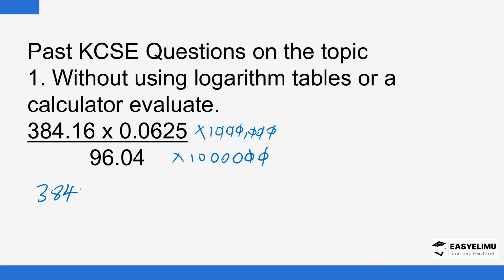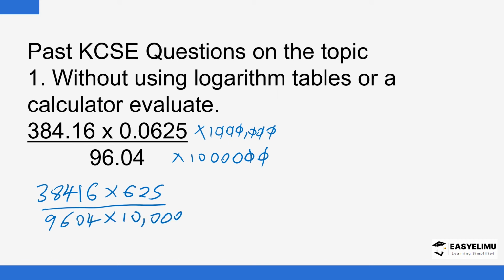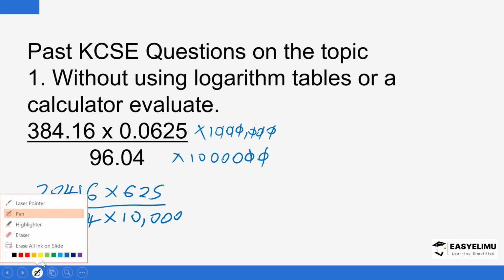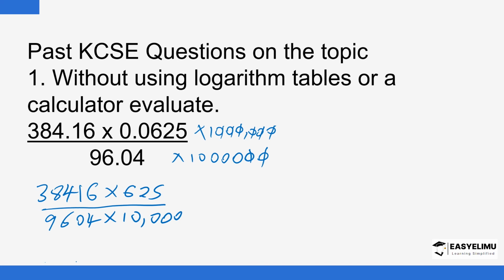16. So 16 multiplied by 625. And of course, down here is divided by 9604 multiplied by 10,000. So after removing the decimals, you are supposed to divide successively until you cannot divide further.